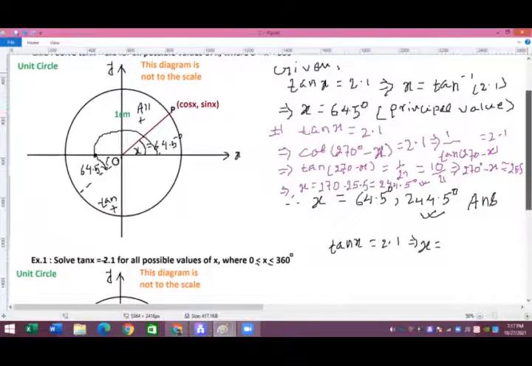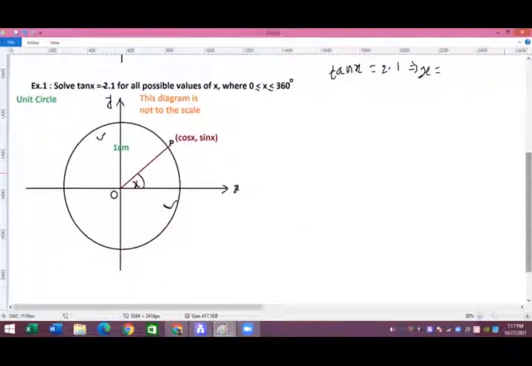You don't need to calculate it again. So you have x equals 64.5 degrees as the principal value, but we are talking of tan x as negative, so we check in the second quadrant and also in the third quadrant.